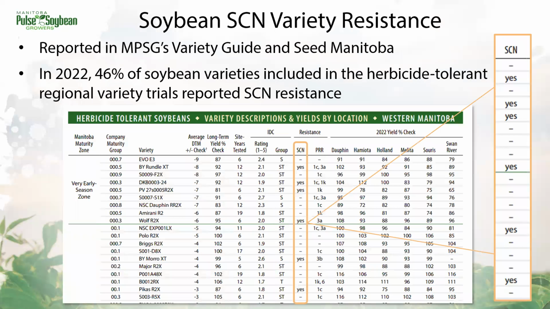In terms of management, we do have SCN-resistant soybean varieties. This information is reported each year as part of the regional variety trial results in MPSG's variety guide, as well as Seed Manitoba. This last year, in 2022, nearly half of all varieties tested in the herbicide-tolerant trials contained some level of SCN resistance. They were either a yes or a no, and 46% of those were yeses.